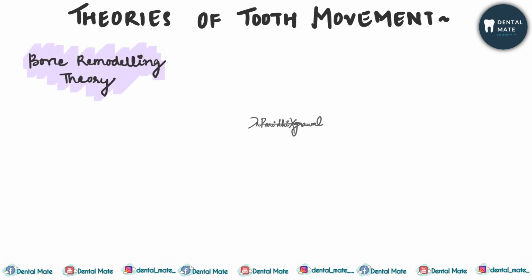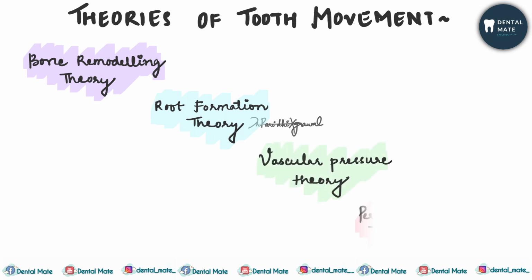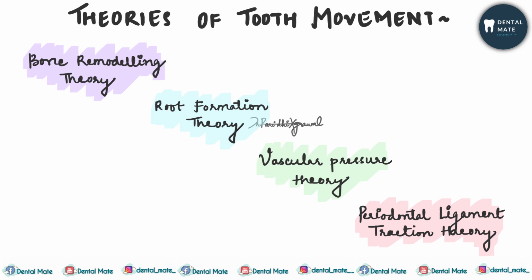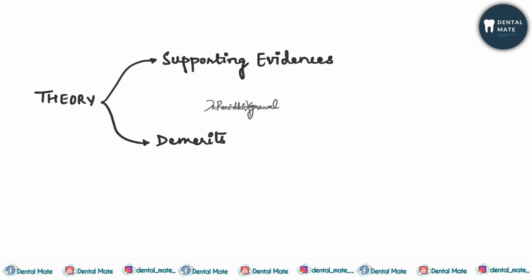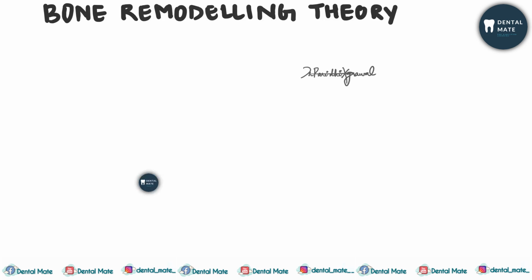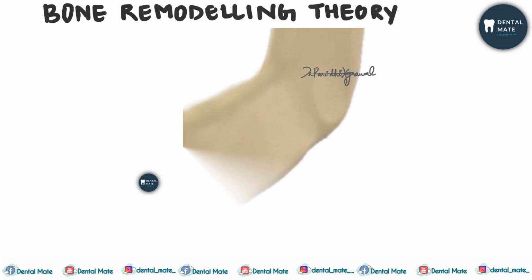The four most popular theories are the bone remodeling theory, root formation theory, vascular pressure theory, and the periodontal ligament traction theory. So for each theory we will be talking about the supporting evidences and the demerits. So first is the bone remodeling theory.